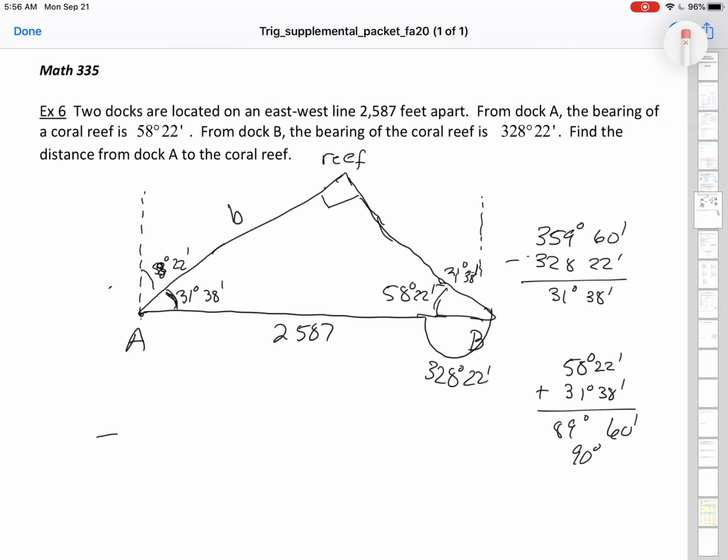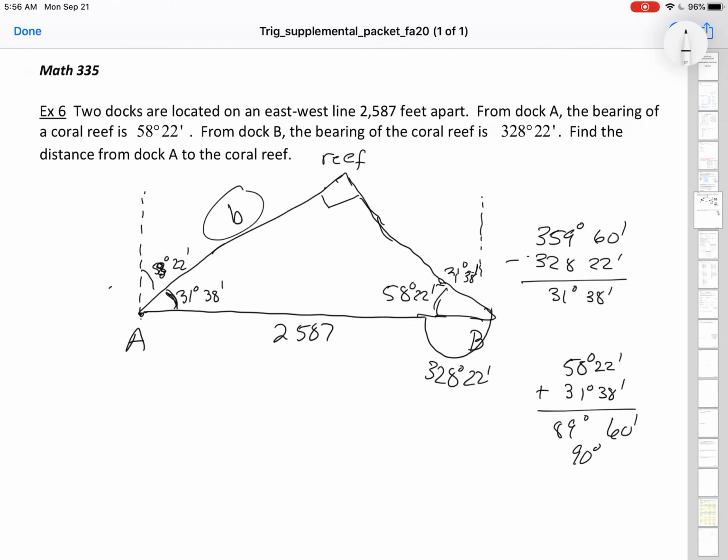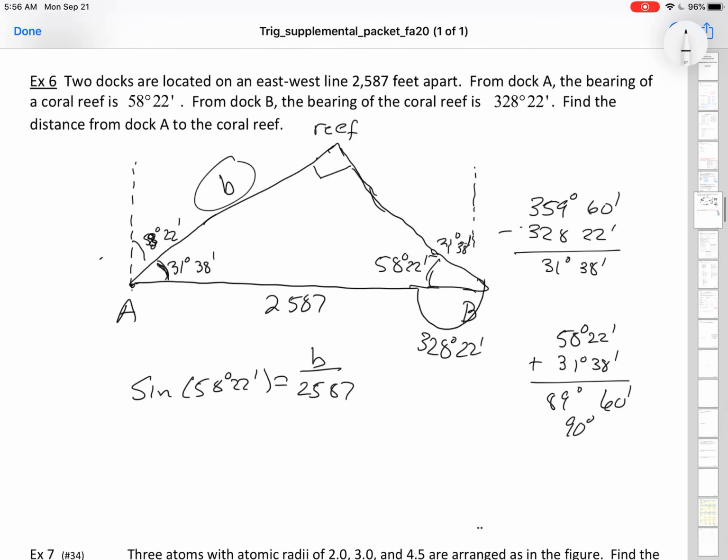What do we know? Let me show it both ways. So we did all of that work. I couldn't justify that was 90 until I did all that work. But take a look at what we could do. We need to know side B. They want us to know the distance from dock A to the coral reef. So they want to know that side length B. Well, I could do something like this, that sine of 58 degrees 22 minutes is equal to opposite over hypotenuse. That would work.